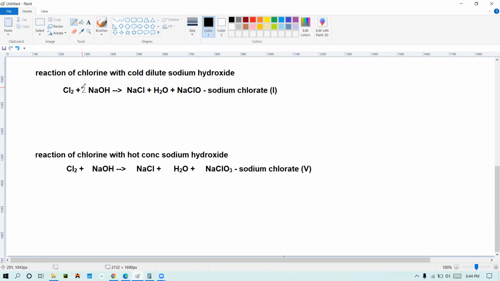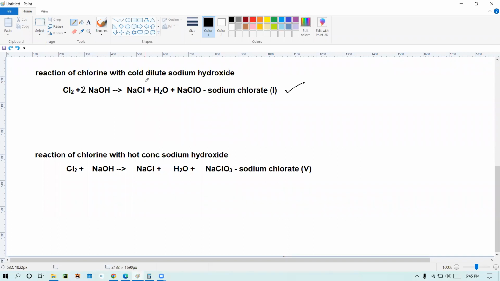I think it's done. Yeah, when you write 2 in front of sodium hydroxide, 2 sodium on the right-hand side, 2 chlorine is there. Okay, oxygen 2. Yeah, this is a balanced equation. It's very simple, but you should know that with cold dilute sodium hydroxide, you get this NaClO. That knowledge must be there.